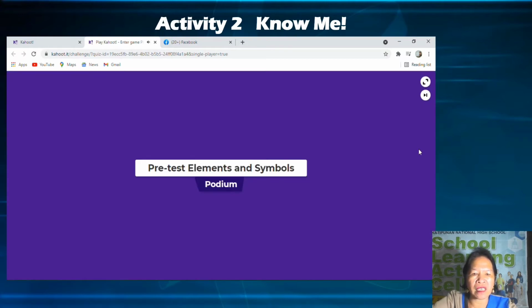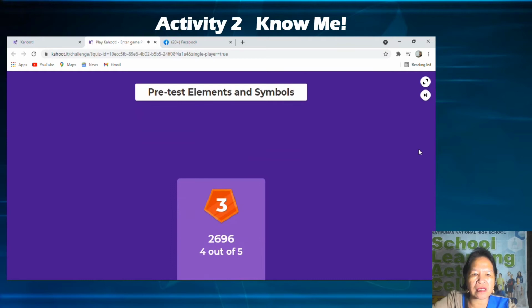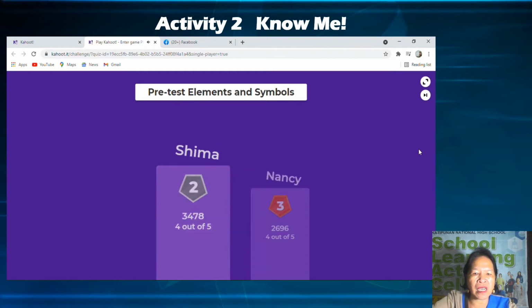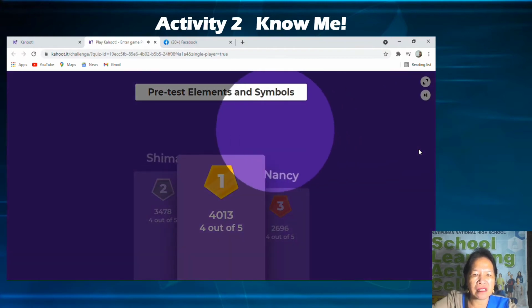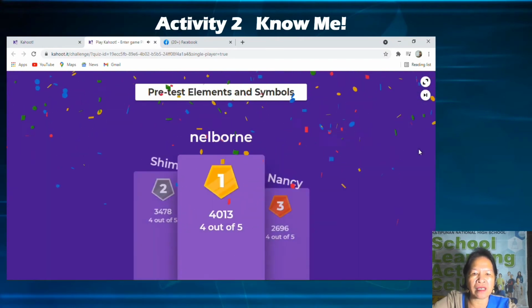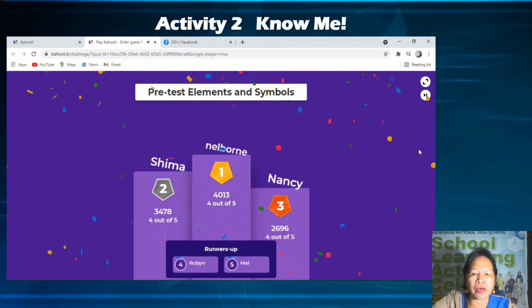Let us see who got the highest score. Nancy ranked 3rd. Shima got 2nd. And the winner is Nelborn. Let's clap our hands for Nelborn.